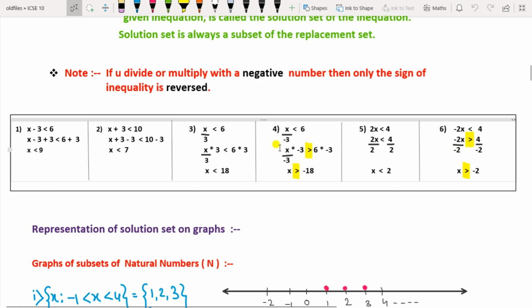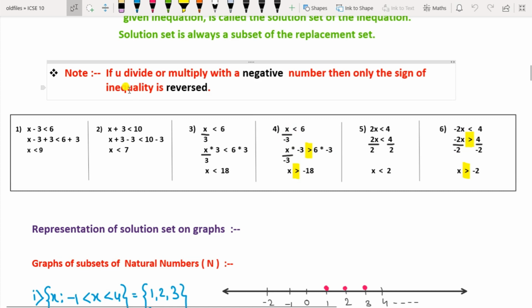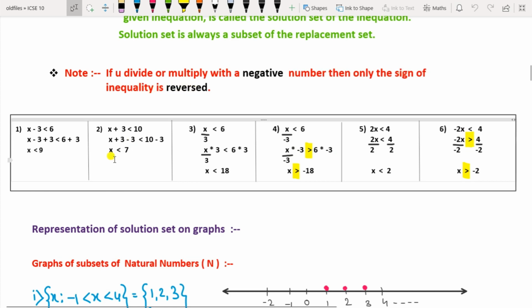You can see here I have given some examples, and I have highlighted where the sign has been changed. If you are multiplying or dividing with a negative number, then the sign is reversed. So that is one point you have to remember, and that is the note I have written here. If you divide or multiply with a negative number, only then is the sign of the inequality reversed; if you are doing it with a positive number, the sign remains the same.